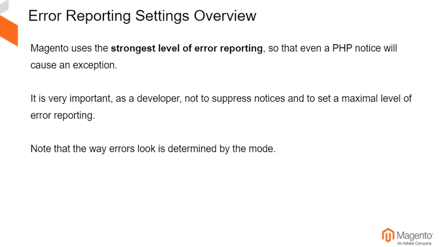Magento 2 uses the highest level of error reporting so that even a PHP notice will cause an exception. Note that the way errors are displayed is determined by the mode. In developer mode, errors will be returned as a stack trace, allowing you to see the exception path and refine your code. In other modes, there will only be a message that an error has occurred, but the error itself will be recorded into a log file.